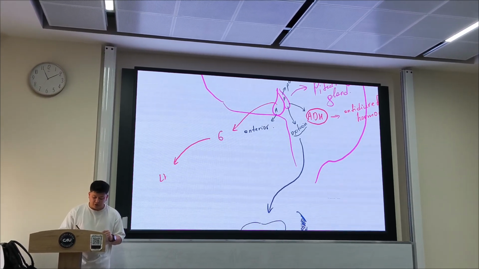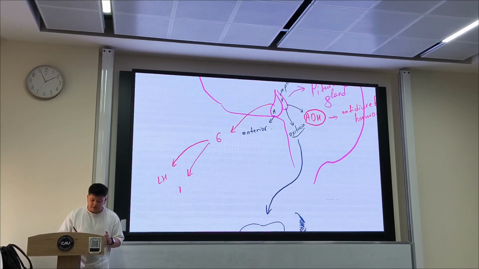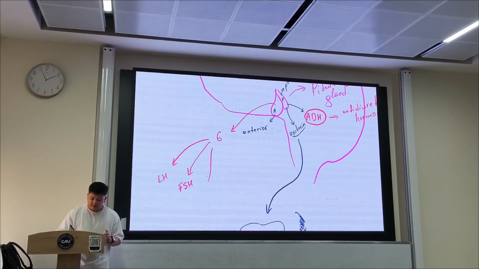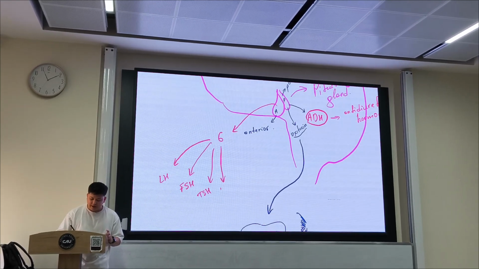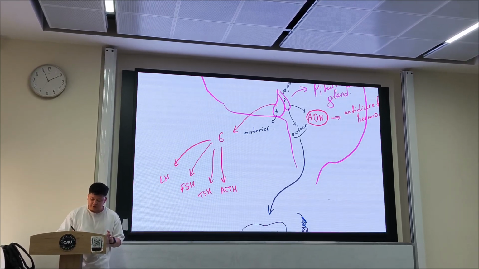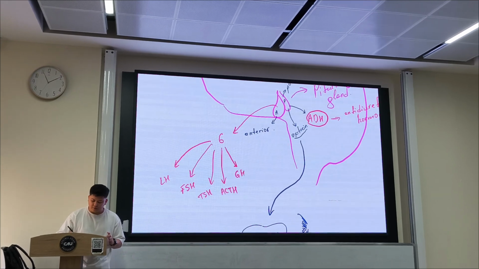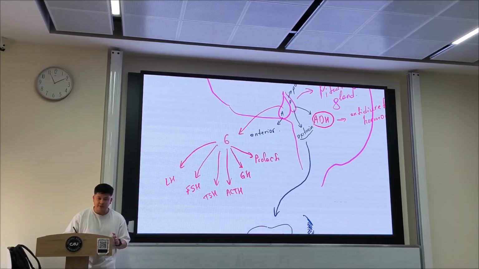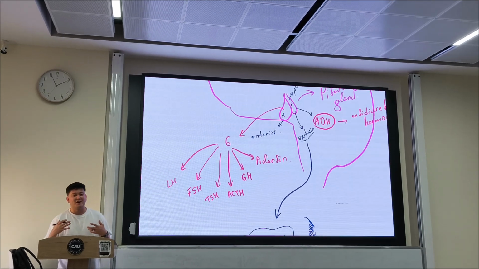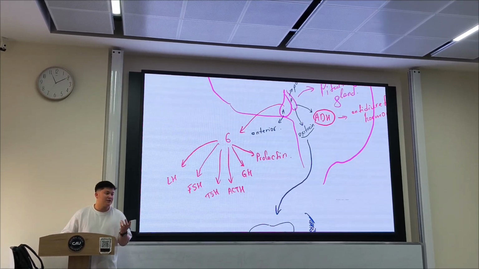First is LH, luteinizing hormone. Then FSH. Then TSH. After that, ACTH. Then growth hormone and prolactin. Okay, 6 hormones are synthesized from the anterior pituitary. What about the posterior? Only 2.